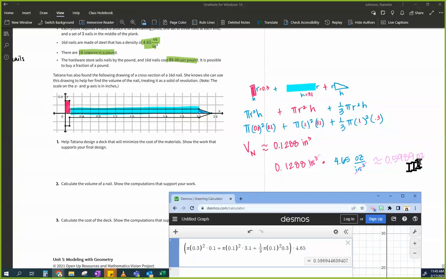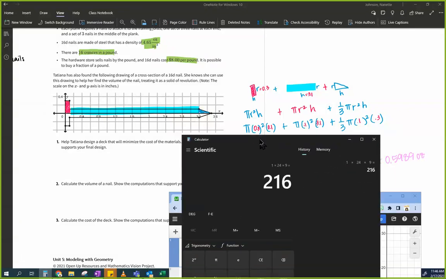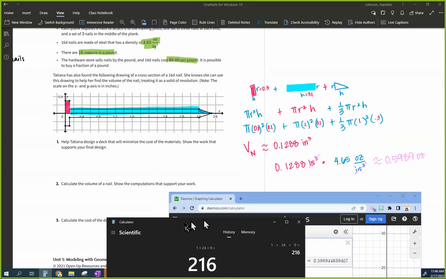Ounces of what? What does this represent? So we found the volume of a nail. We multiplied it by the density. This is how much one nail weighs. Everybody okay with that? But you all told me, how many nails did I want? What did you guys all tell me? 216 nails.